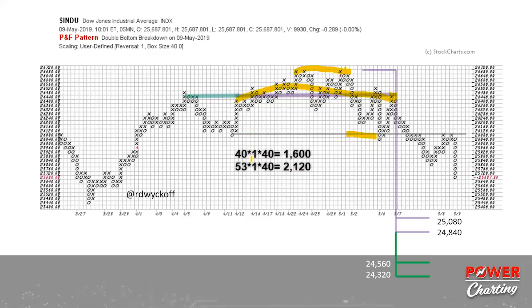40 columns, and it's 40 times 1 times 40, which is 1600. So we take it from the high here, which is at 26,680, and we subtract 1600 from that. It gets us down to 25,080, and then also from the count line, which is right here, 26,440, and that gives us a count range of 24,840. And so we have these 2 count areas. This is the range of the count that we have in here.